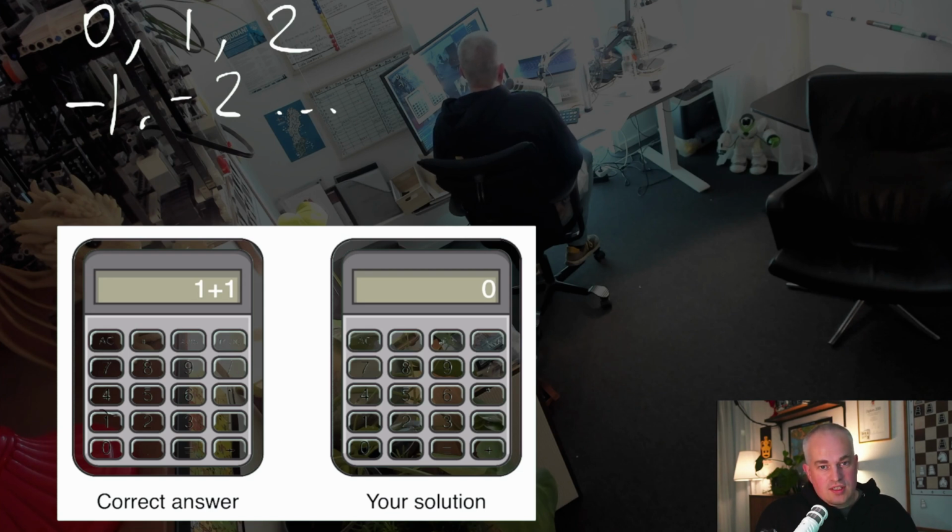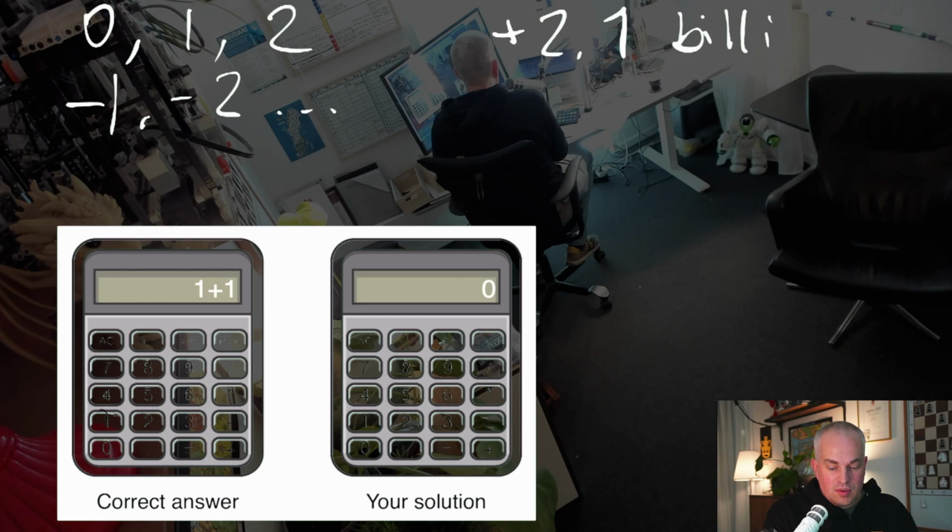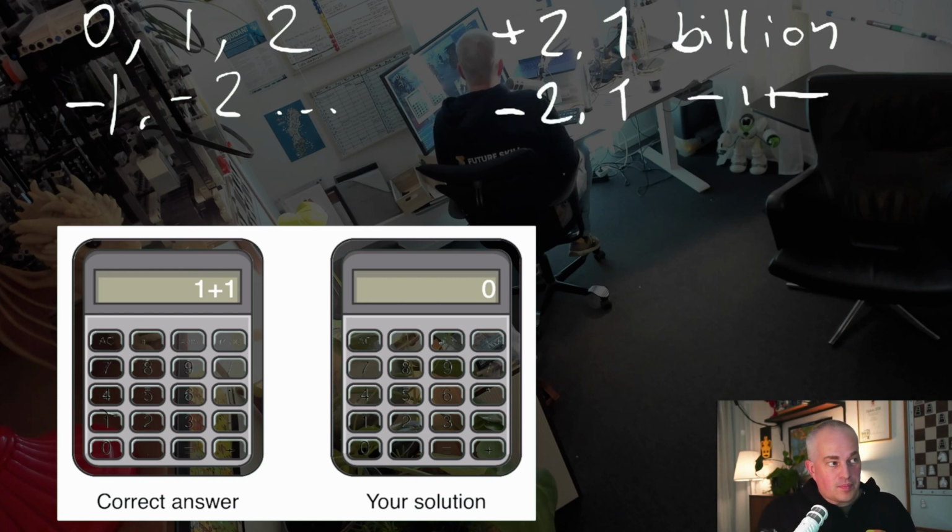But in most languages there is a max of around plus 2.1 billion. A billion is 10 to the power 9, so 2 and then 9 zeros after it. And the minimum number would be minus 2.1 billion. So that is very big and small, respectively. These are languages like Java and C#, where we would have from minus 2.1 to plus 2.1 billion. But it's not infinite by any measure.